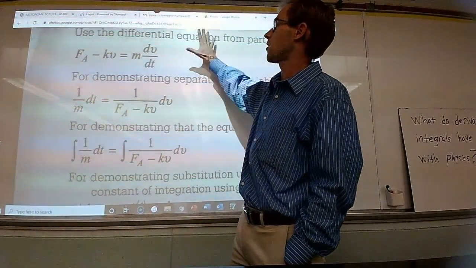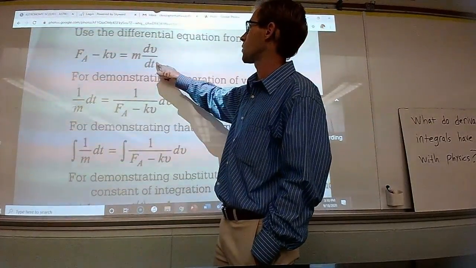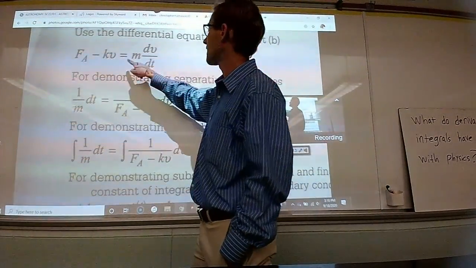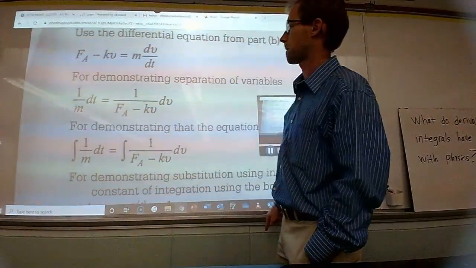So because that's all over here, we got to put the m and the dt on the other side. So that means we multiply both sides by dt, divide both sides by m, and that's why we have 1 over m dt.